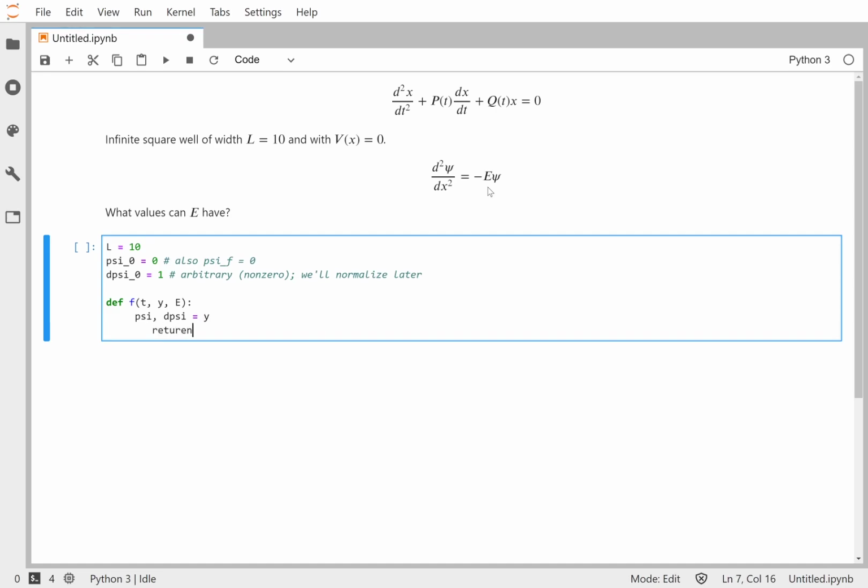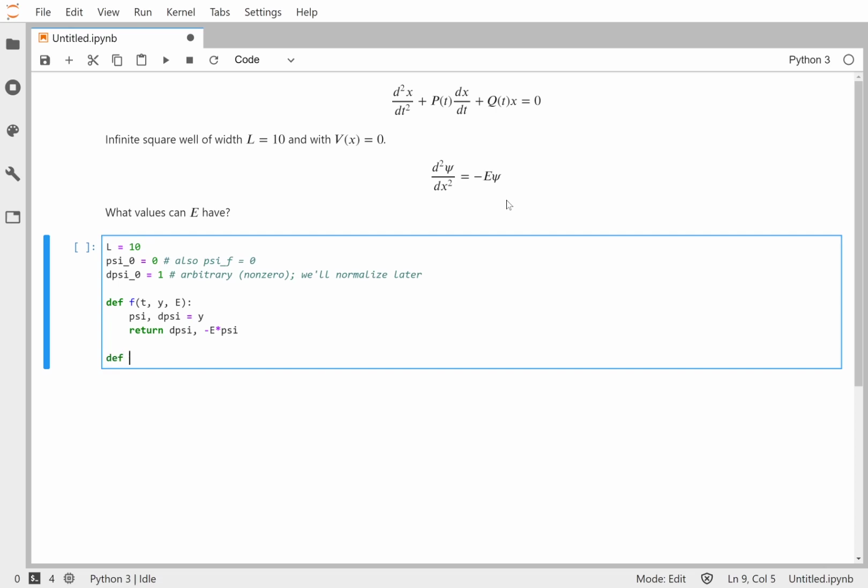And then what we want to do is return, well, there's something weird with my indentation. Got an extra space in there. Okay, anyway, then I want to return the derivative of psi, which is by definition dpsi, and the derivative of dpsi, which is the right-hand side of this equation here. So negative E times psi.